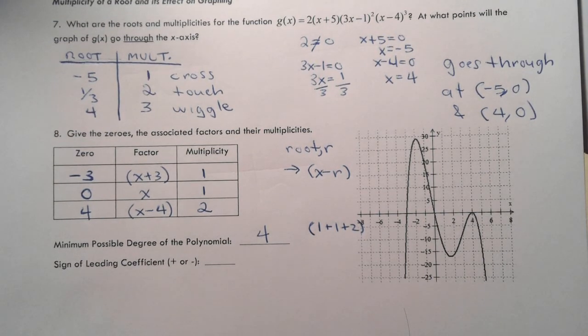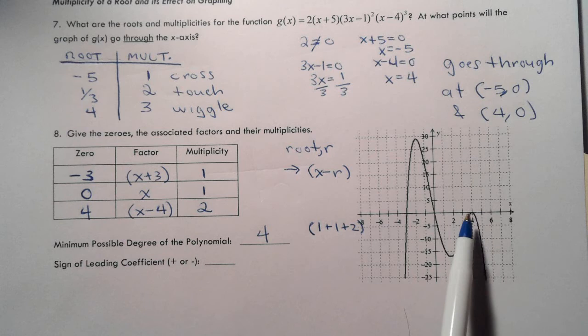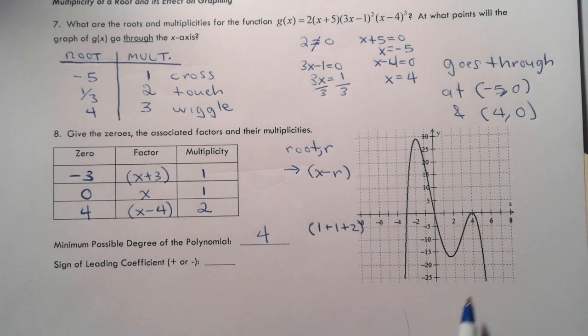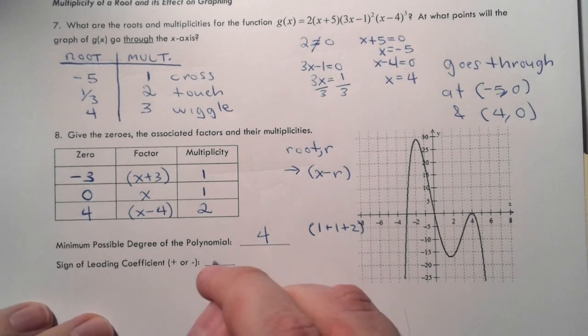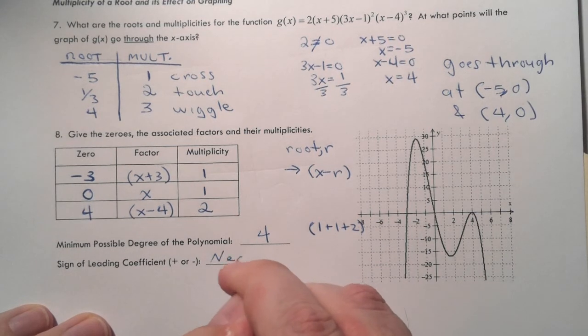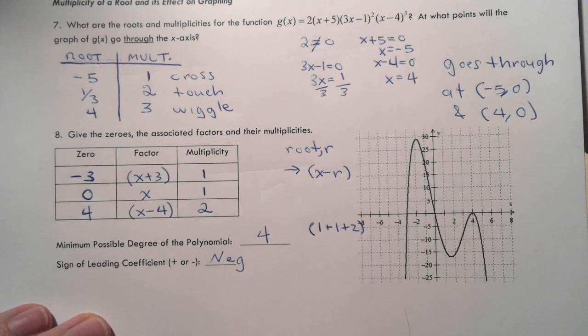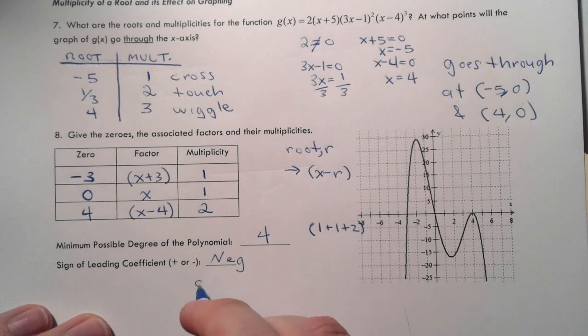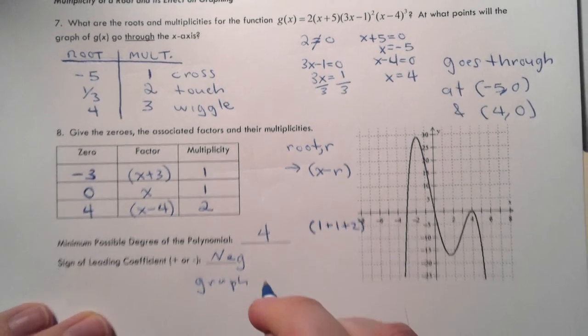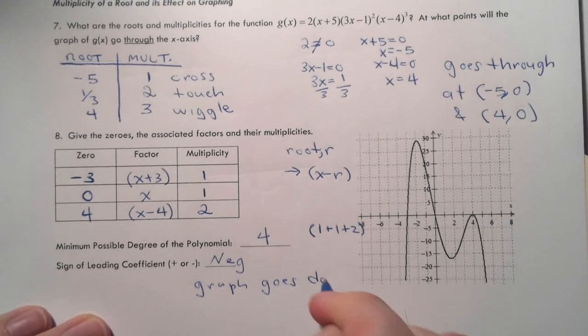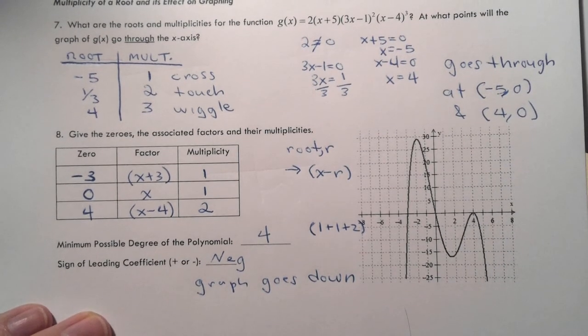Now lastly, we are asked about the sign of the leading coefficient. Well, I look at the ends, the end behavior. This graph is generally going down. In particular, for large x's, as x approaches infinity, the graph is falling. That tells me that this must indeed have a negative leading coefficient, because the graph generally goes down. And there you have your answer.